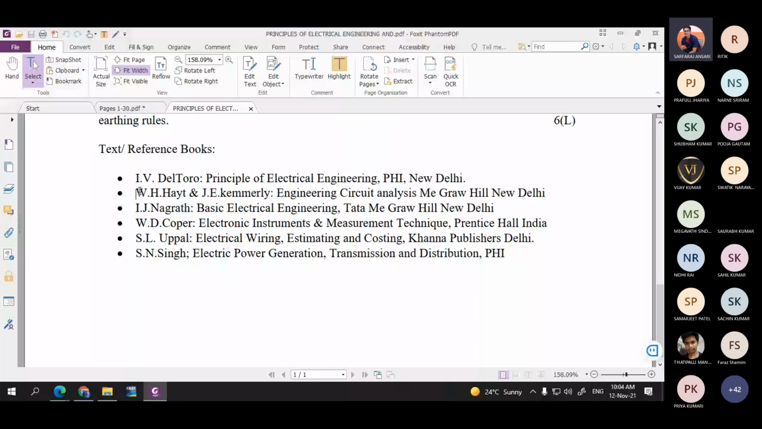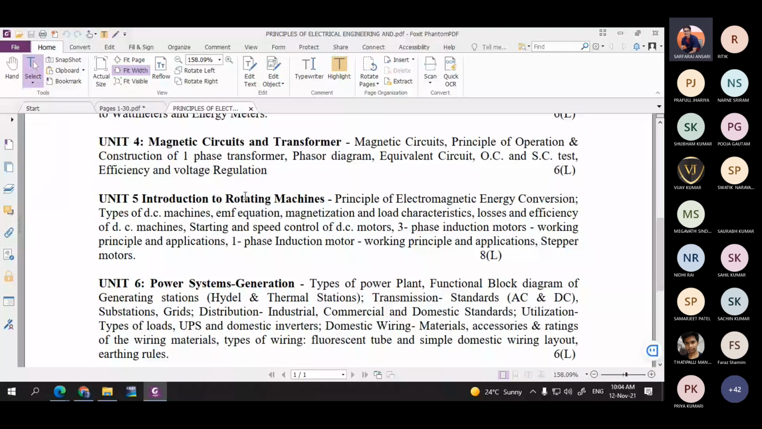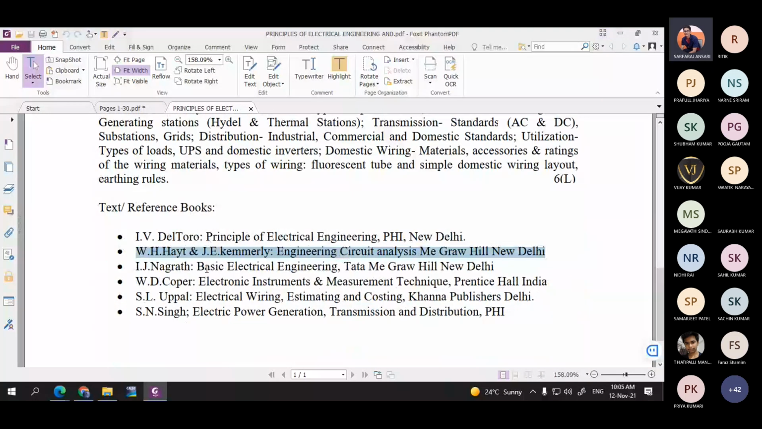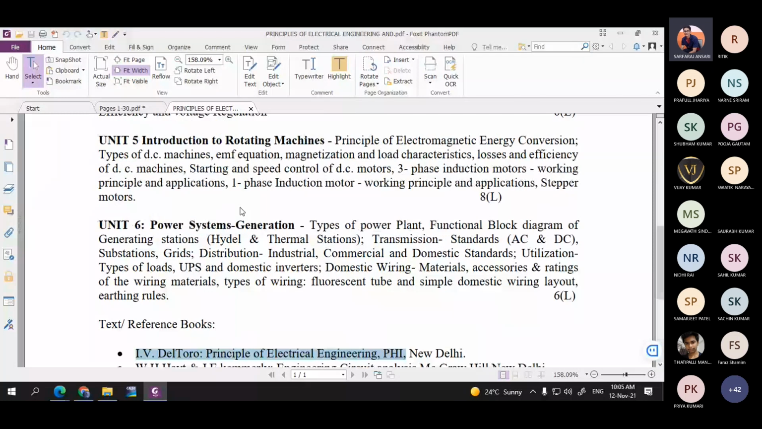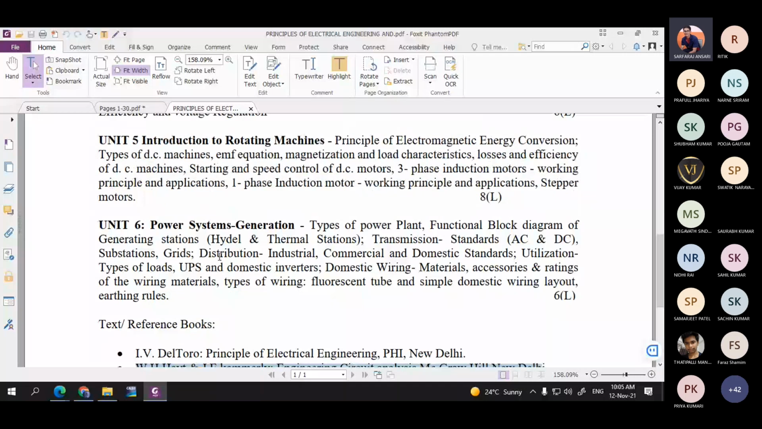These two books are sufficient for you for the first four chapters. In case you want to understand much more, then you choose this book also. The first book will have all the units, but this book and Fundamentals of Electric Circuits will have only the first four units.